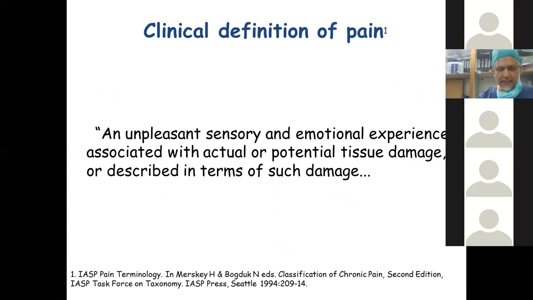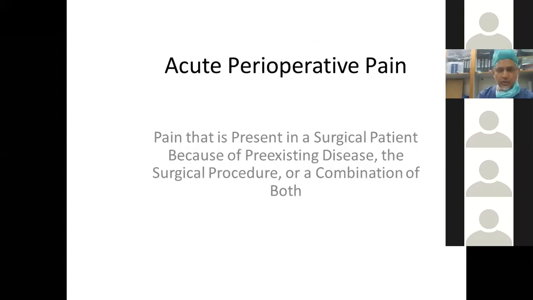What is pain? Pain is an unpleasant sensory and emotional experience associated with actual or potential tissue damage or described in terms of such damage. This definition is given by the International Association for the Study of Pain. That's the standardized definition for all pains. But what we are facing in obstetrics is acute perioperative or peripartum pain. That is pain that is present in a surgical patient because of pre-existing disease, the surgical procedure, or a combination of both.